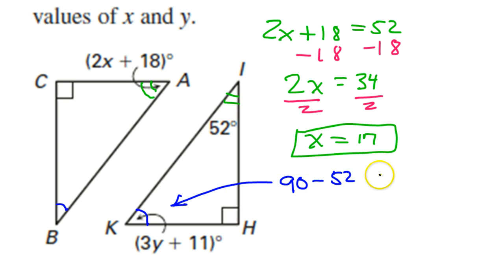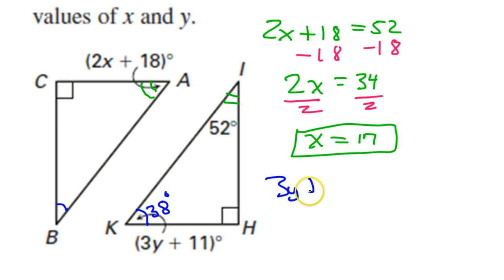Now, 90 minus 52 is 38. So this angle is 38 degrees, okay? Now, 38 degrees is the angle K, but it's also 3y plus 11. In other words, 3y plus 11 should equal the 38 degrees.